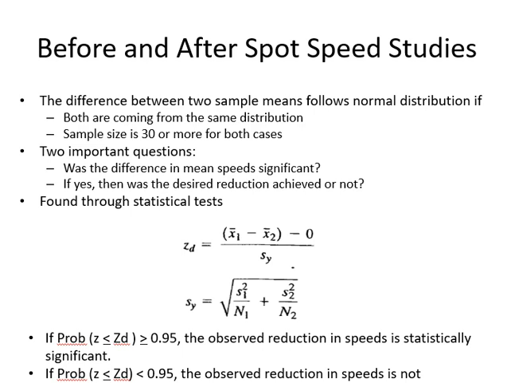Which distribution? Normal distribution. Now, to answer the question: do we have a significant effect of our change on the speed? For example, the before speed was 80 and the after one is 70. What do you see? Is this a significant effect or not?